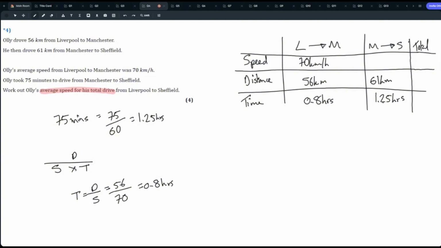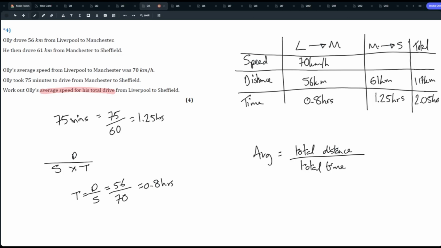If you want to work out average speed, it's total distance divided by total time. In other words, I can add the two times together, and what I will get is 2.05 hours. That total distance is 117 kilometers.